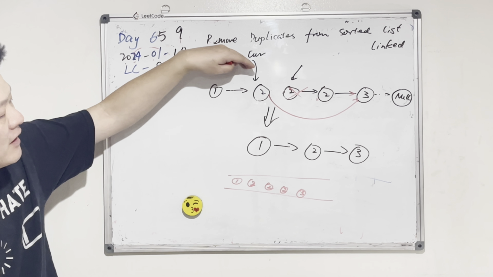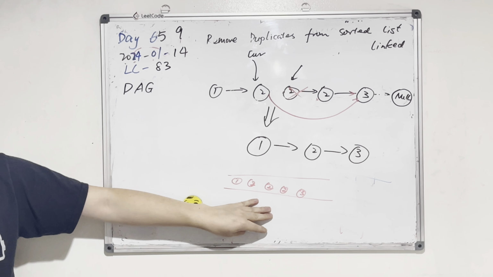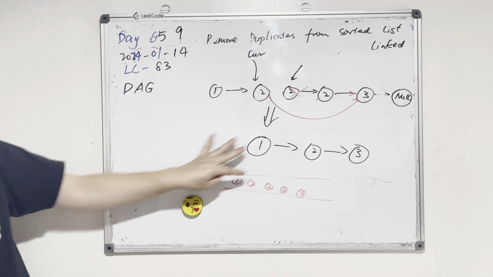One way is we convert the linked list to an array, then we do the duplicate removal right here, and then we convert it back to a linked list. So basically we create another linked list based on this array. This is one general approach that we can use to solve almost every linked list problem.